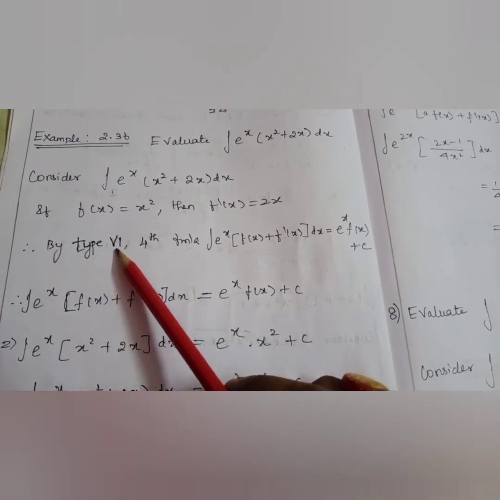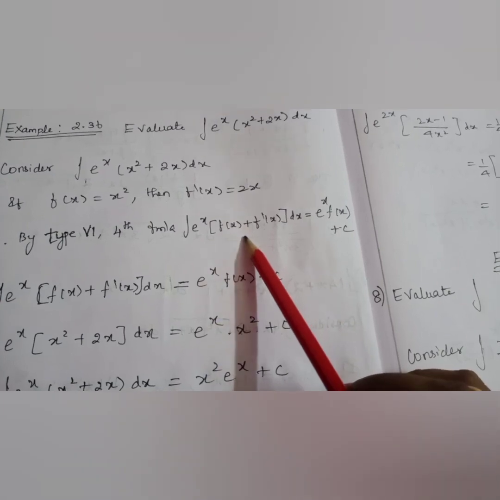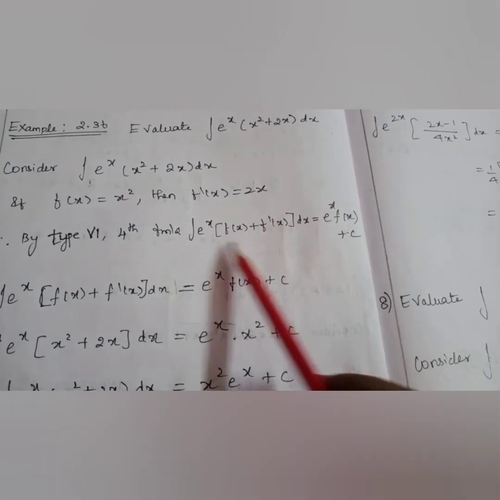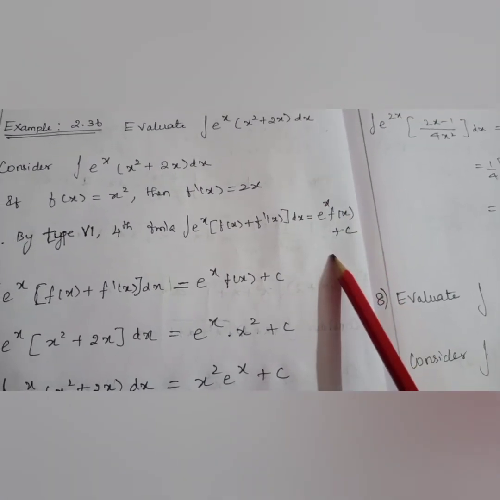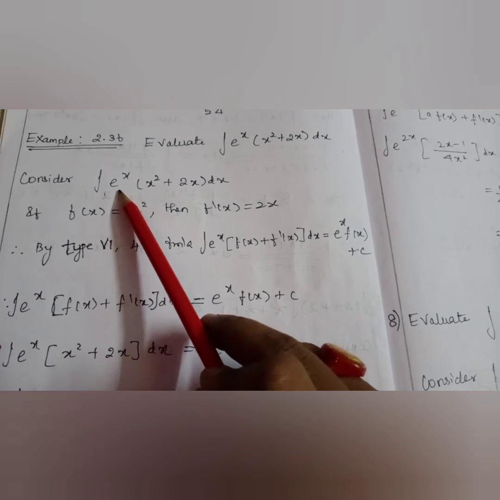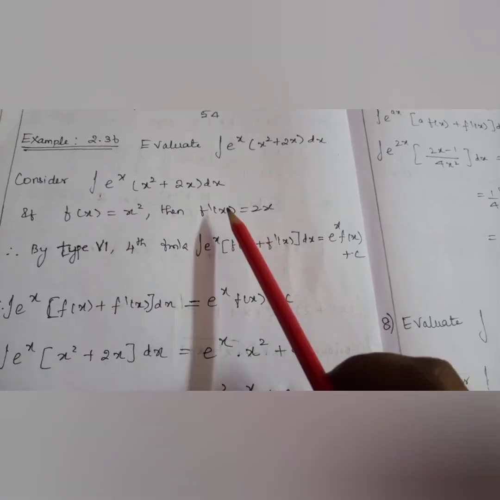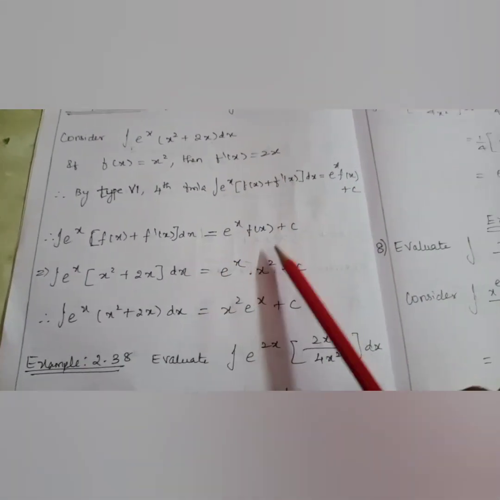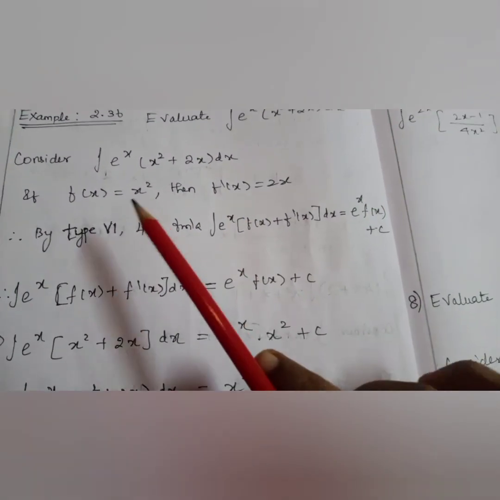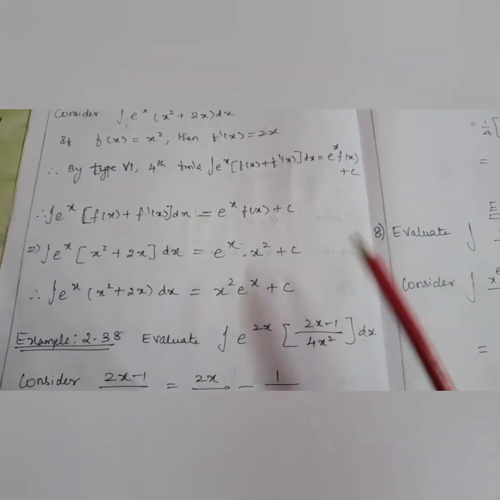So by type 6, 4th formula, integral e power x into f of x plus f dash of x dx. If it is in this format, I can write the answer directly as e power x into f of x plus c. I am having the same format. Here f of x is x square and f dash of x is 2x. Now I can apply this formula directly. So this will be e power x into f of x, and my f of x here is x square. So the answer will be x square into e power x plus c. These sums might be asked in 3 marks.